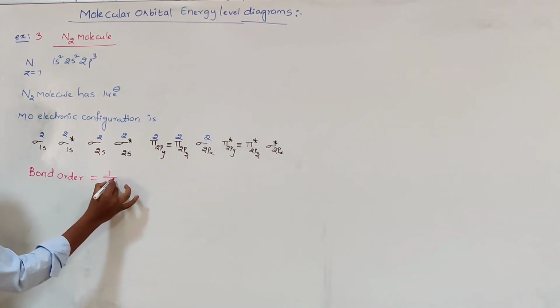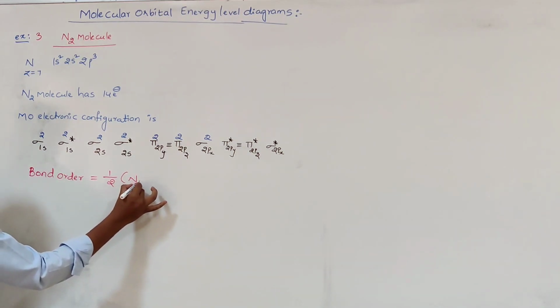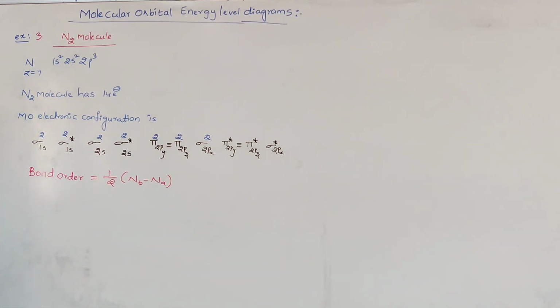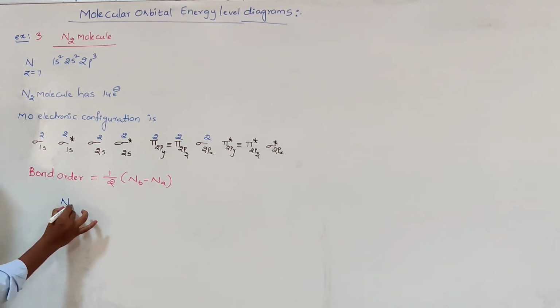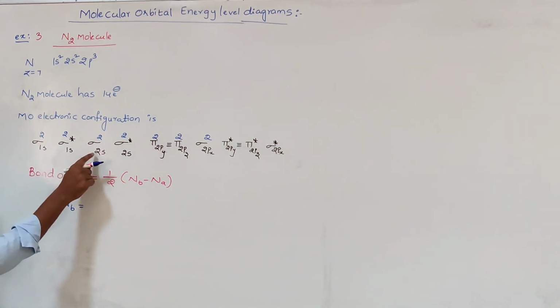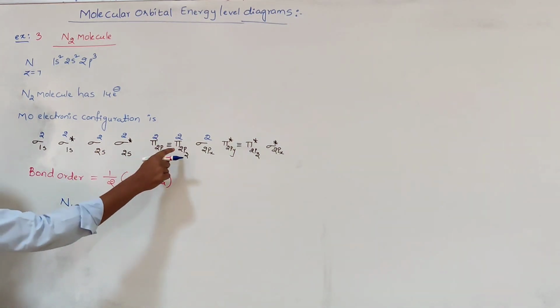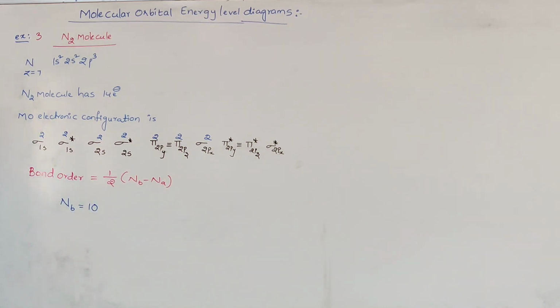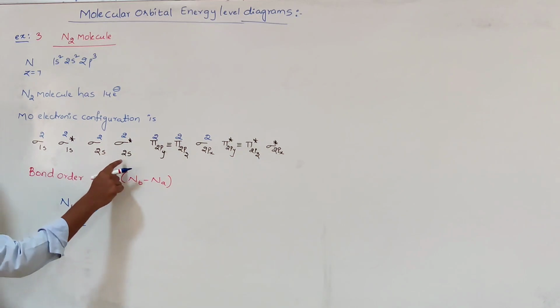Bond order is equal to 1 by 2 into Nb minus Na. How many electrons are in the bonding molecular orbital? The number of electrons in bonding molecular orbitals is 2, 4, 6, 8, 10. So 10 is the number of electrons present in bonding molecular orbitals. Obviously, the number of electrons in anti-bonding molecular orbitals is 2, 4.